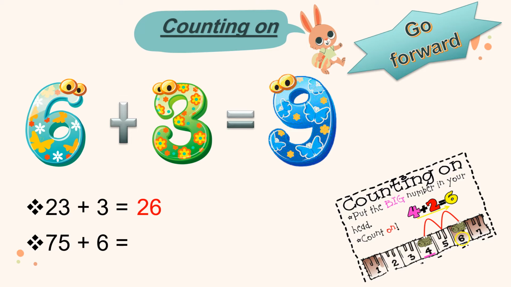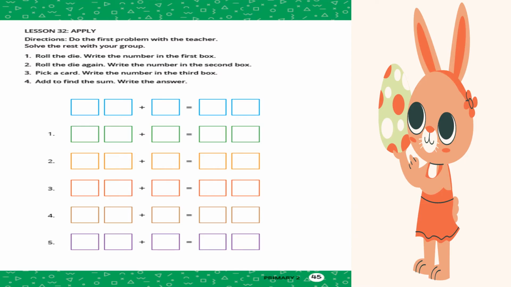Another one, 75 plus 6. Let's go forward 6 steps. After 75: 76, 77, 78, 79, 80 and 81. Let's move to lesson 32, the apply part. Now let's play a game. I will give you some numbers to add the sum. 13 plus 3. Put the big number in your mind and the small number on your fingers. 13 in your mind, 3 on your fingers. After 13: 14, 15, 16.